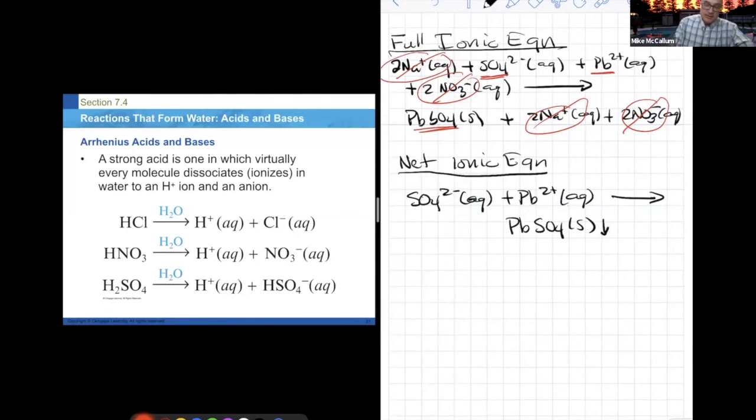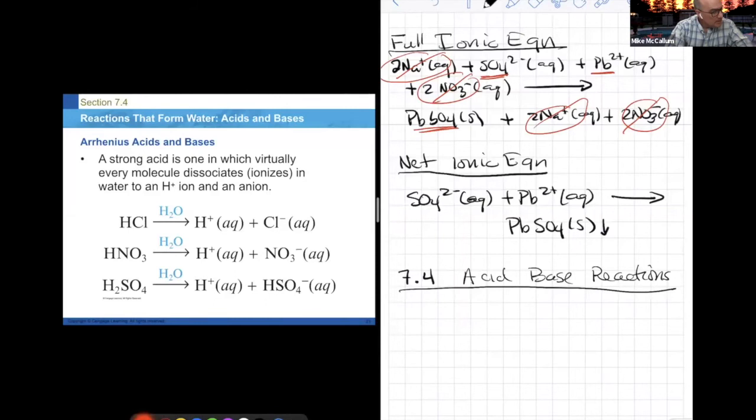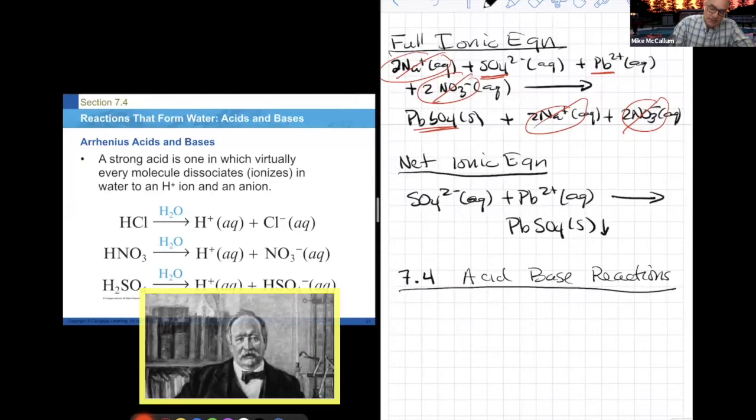Okay, now let's move on to section 7.4. Acid-base reactions. It turns out that there's many chemical definitions of what an acid is and what a base is. And what we're going to do is we're going to use a common definition of acids and bases, and that's the Arrhenius definition.